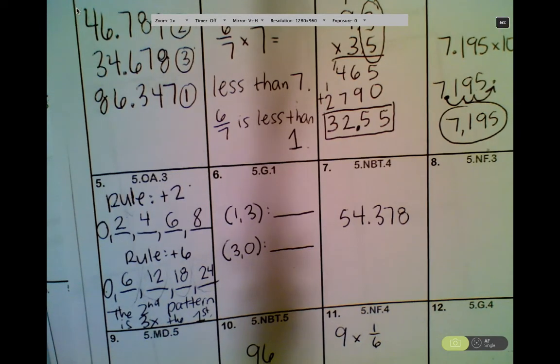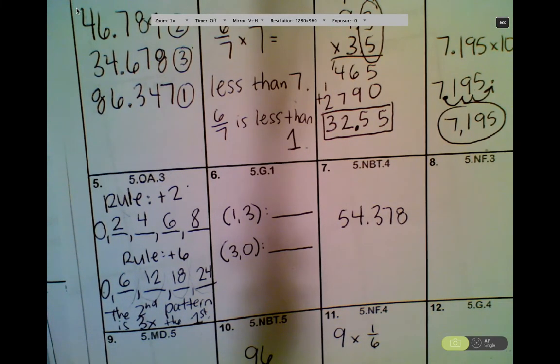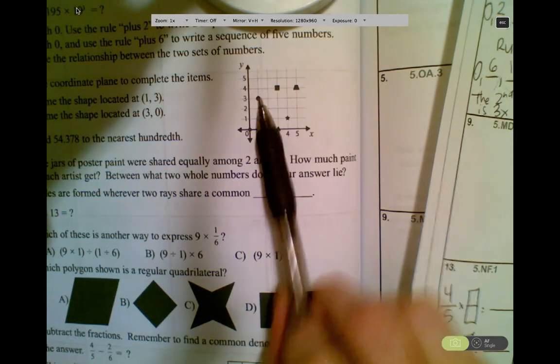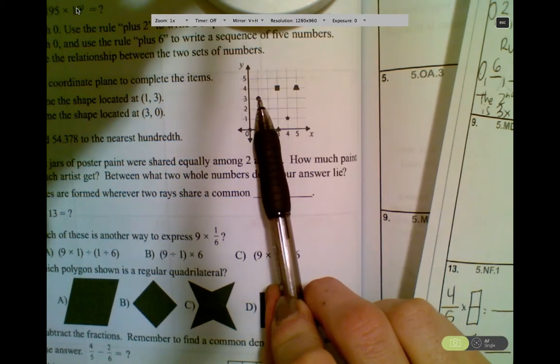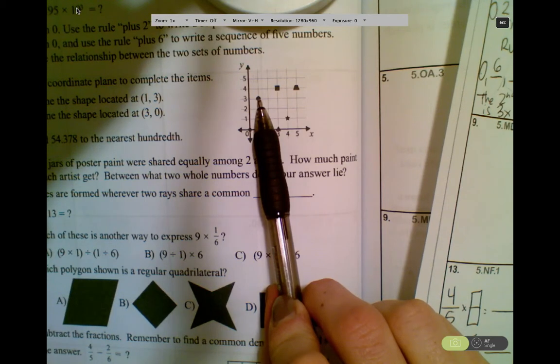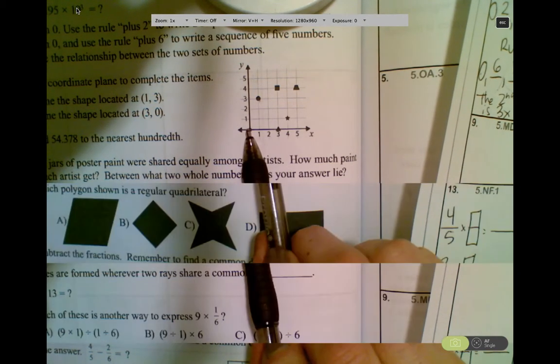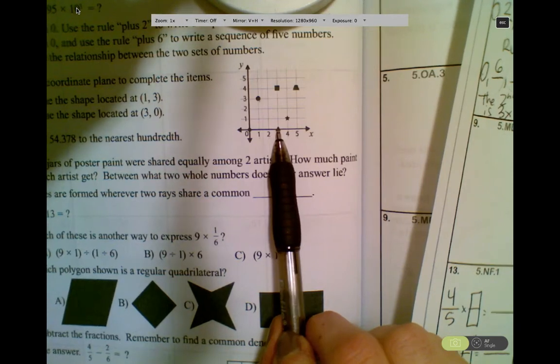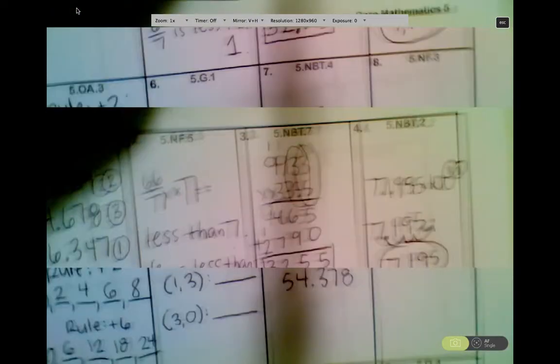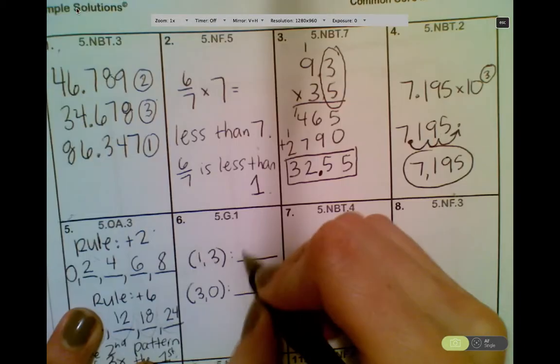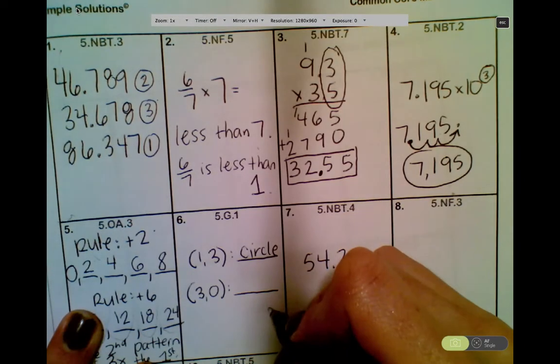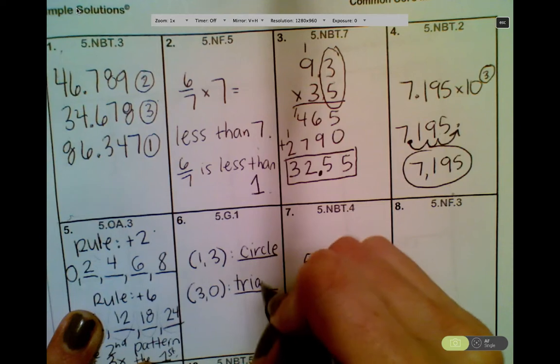Okay? Number 6. Use the coordinate plane to complete the items. So let's check out this coordinate plane here. It has shapes on it. Name the shape at 1, 3. Well, we'll go over 1, up 3. That is the circle. And name the shape at 3, 0, over 3, up 0. That is the triangle. Take you back over here. 1, 3 was the circle. 3, 0 was the triangle.